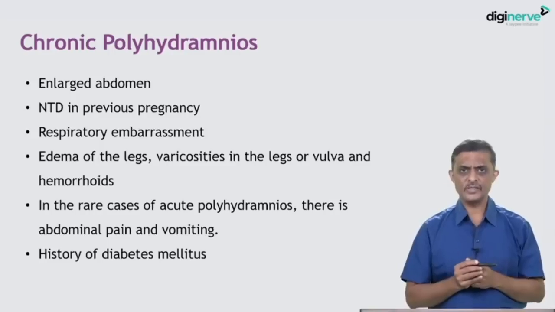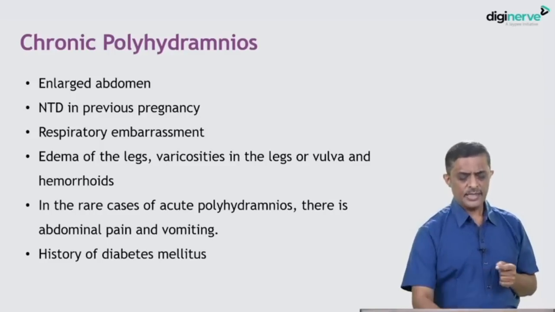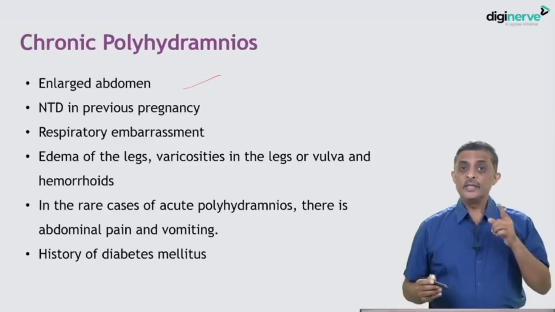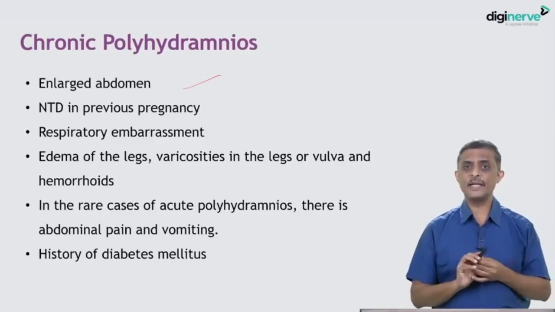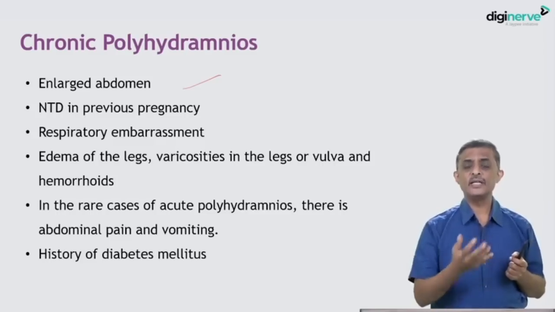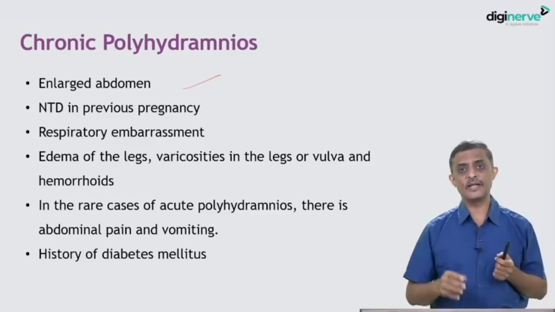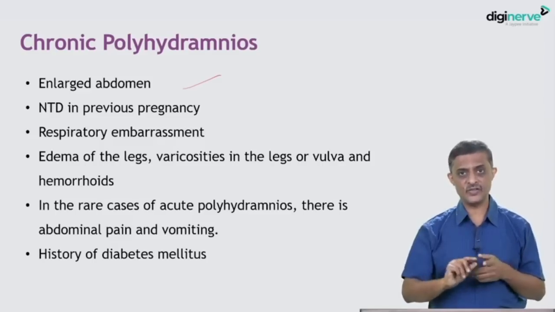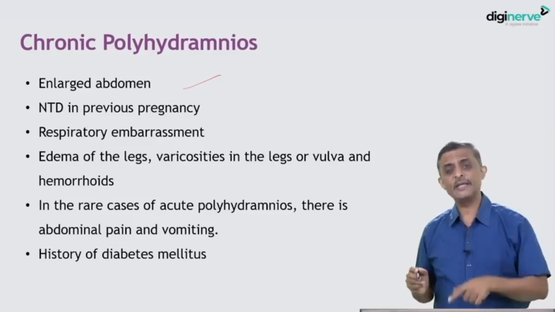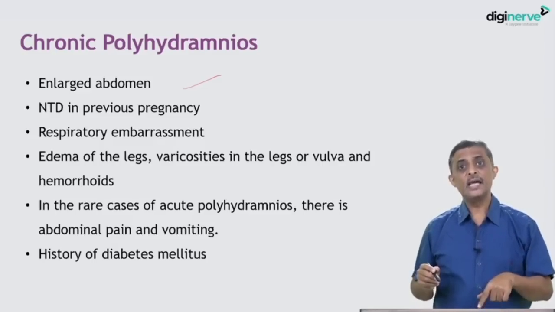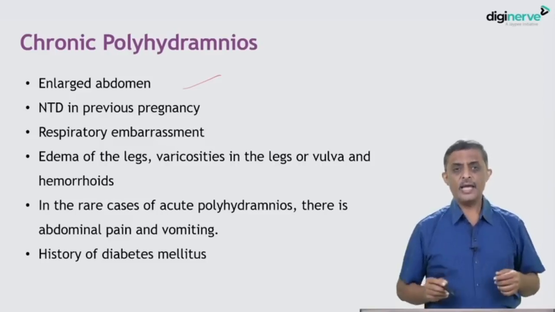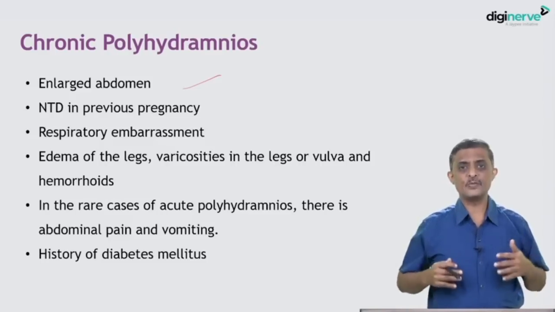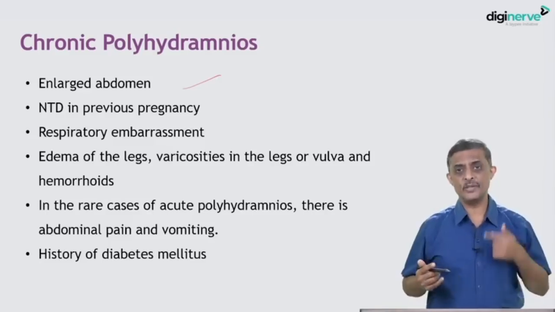Chronic polyhydramnios is the commonest entity that we encounter. Enlarged abdomen, history of neural tube defect in previous siblings. The mother might say, I had delivered a baby with neural tube defects, anencephaly, spina bifida, etc. So then you can expect the recurrence during this pregnancy, and that could be responsible. It can cause respiratory embarrassment because of the over distension of the abdomen to the mother.